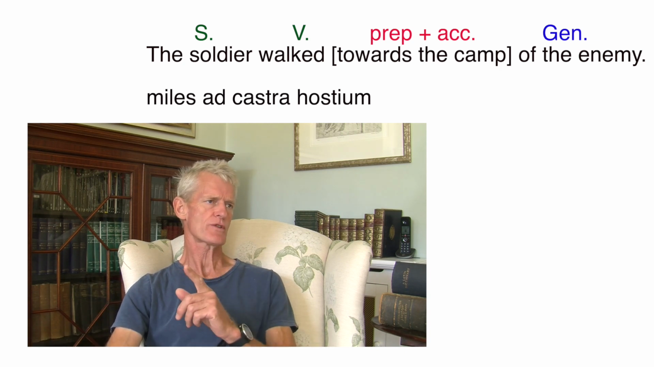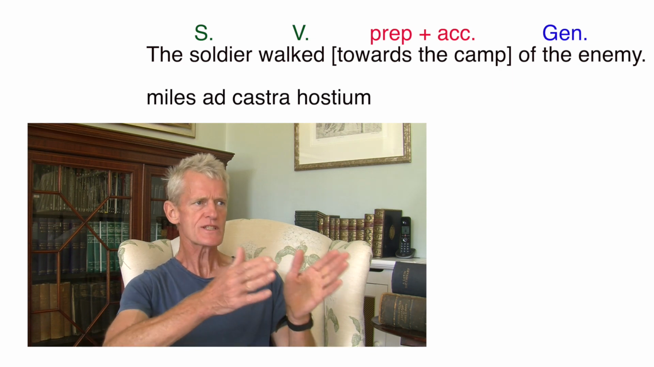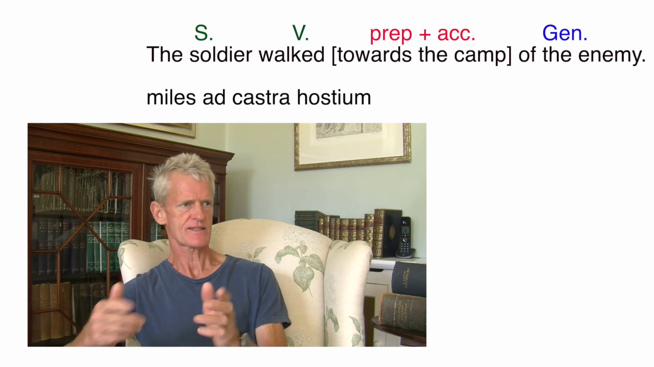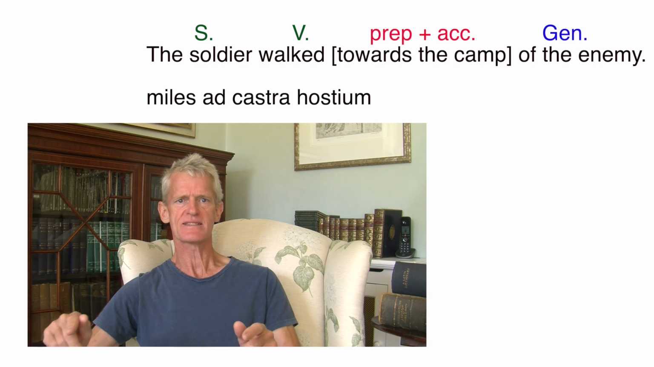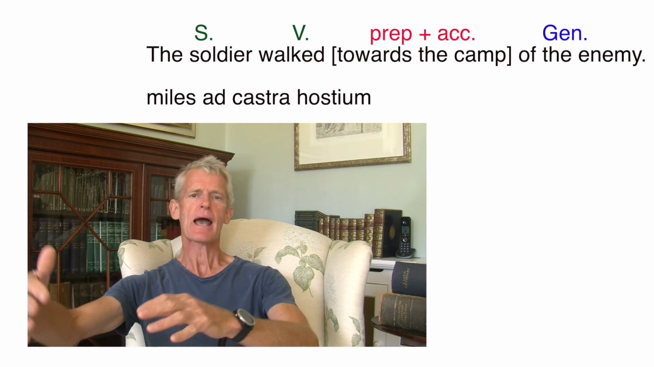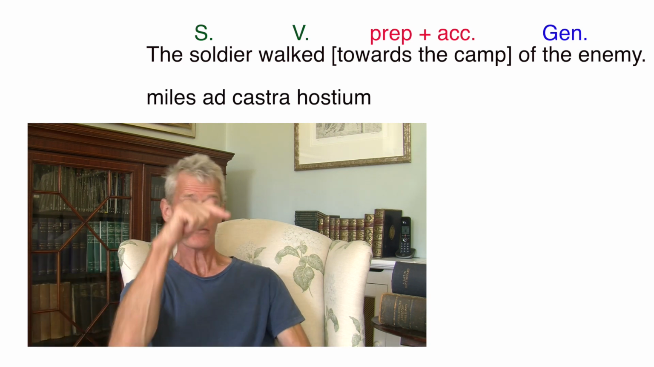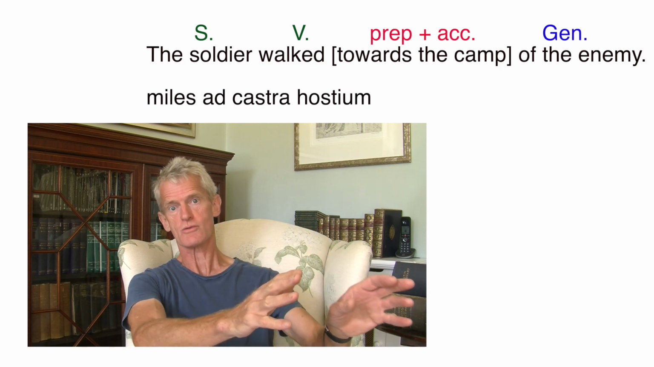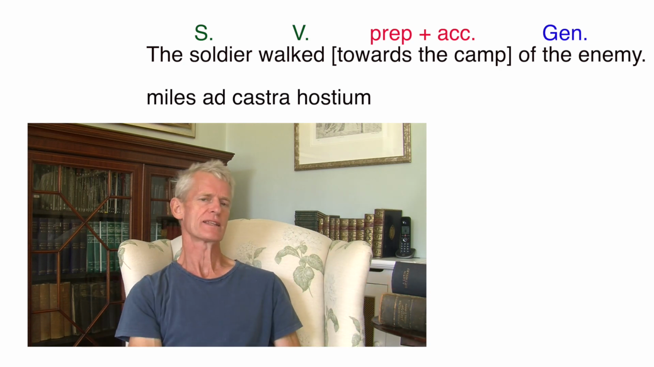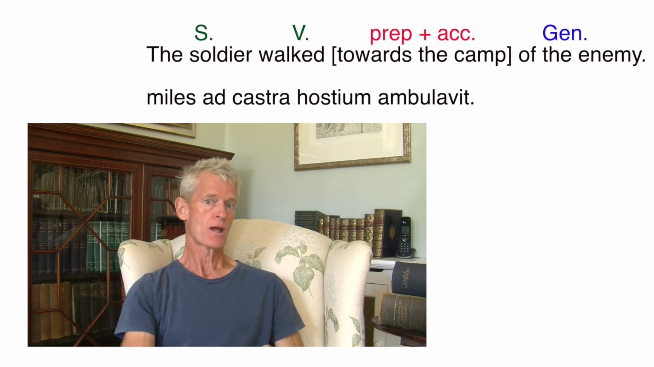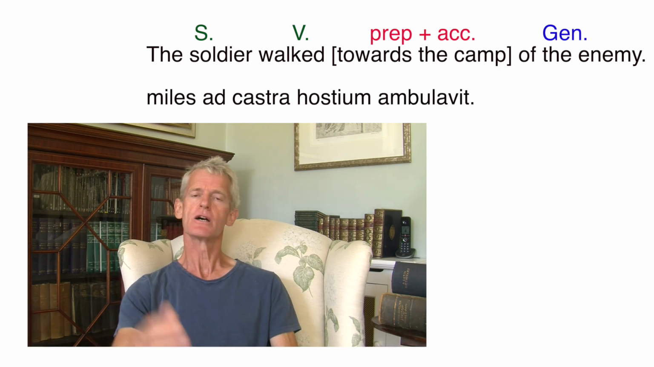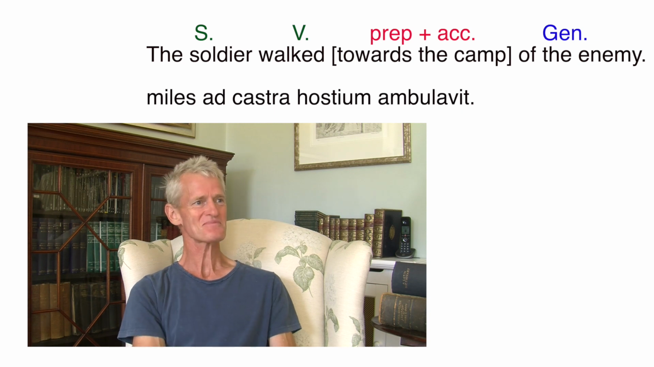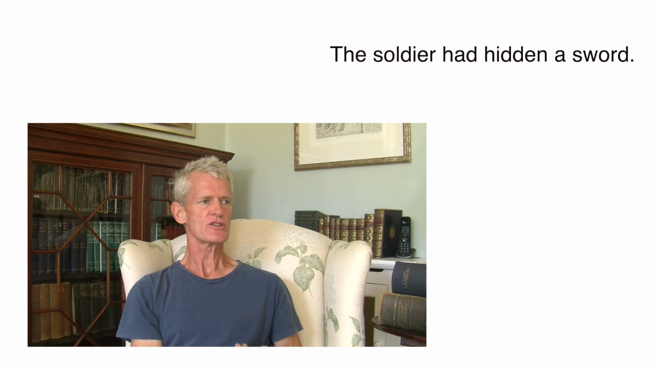But I would argue that the point of this sentence, "the soldier walked towards the camp," is that something's going to happen, but it happens after this thing. The soldier walked towards the camp. So I'm going to put that in the perfect tense and go for ambulavit. But if you put ambulabat, nobody would be cross. Okay. Next sentence. The soldier had hidden a sword.